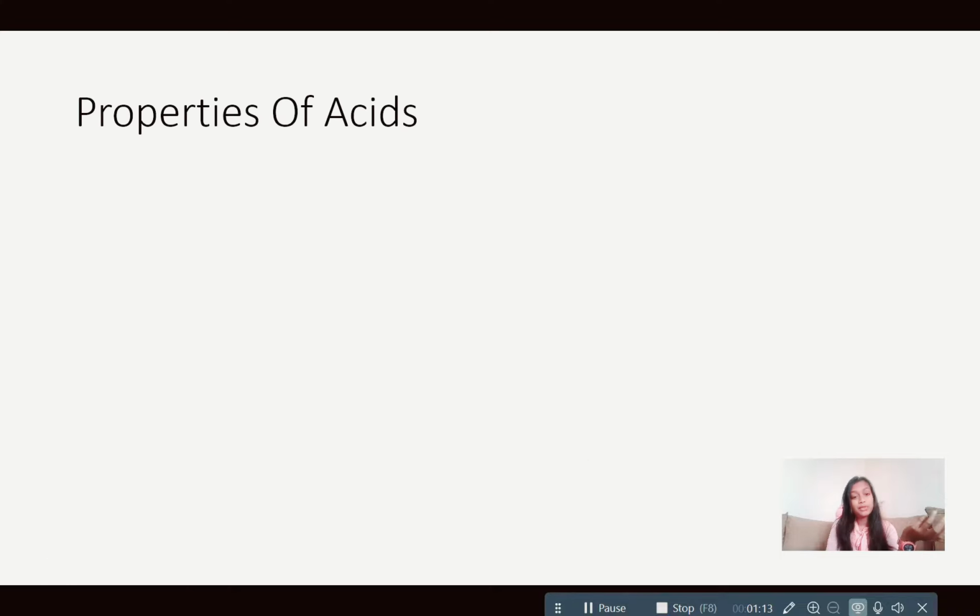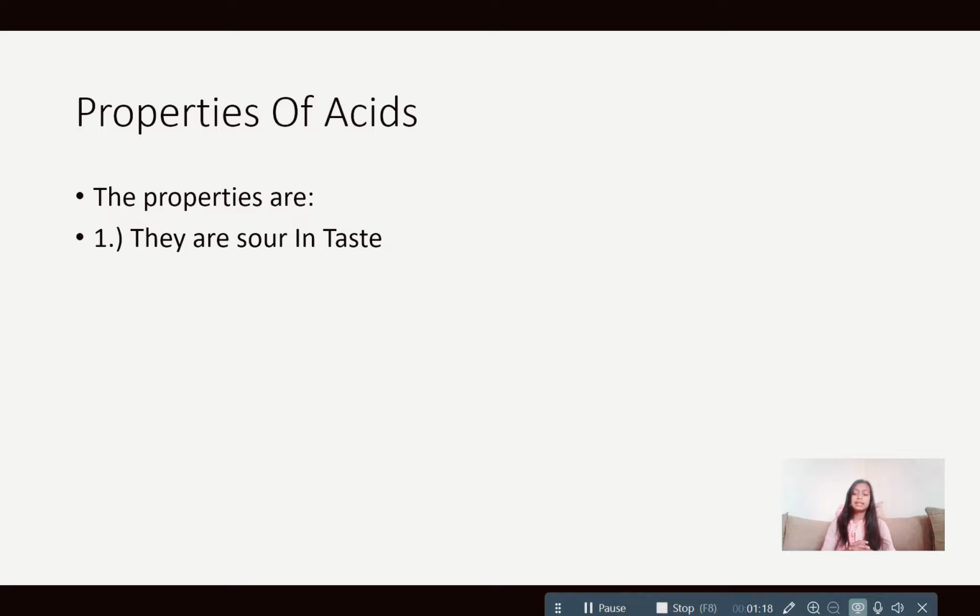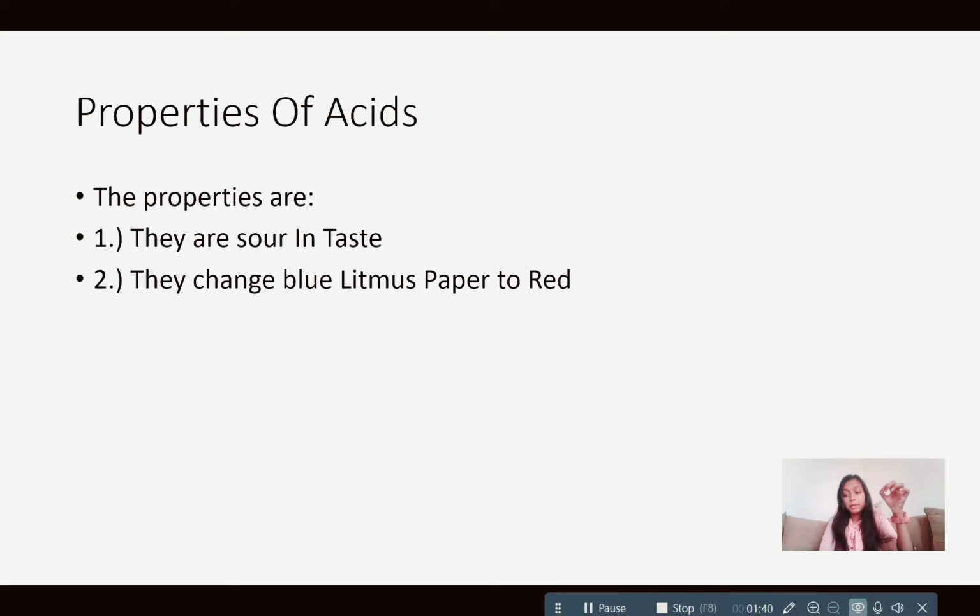What are the properties of acids? One property of acid is they are sour in taste, and they change blue litmus paper to red. Now what is a litmus paper? A litmus paper is a type of indicator to check whether a substance or a solution is acidic or basic, okay? Litmus paper comes in two colors, one blue and one red. So when we put blue litmus paper into a solution and if it turns red, that means that solution is acidic.